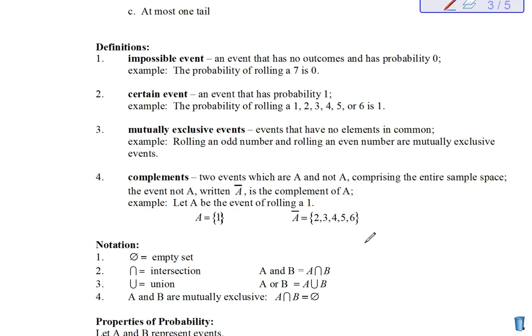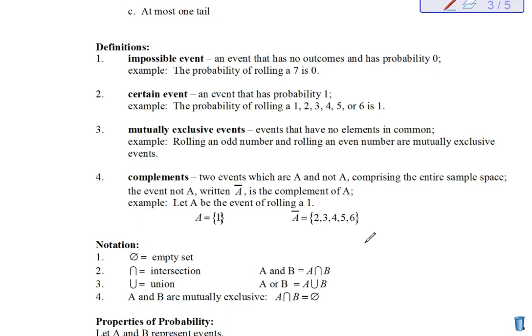Complements, I hope you remember from 1350 when we did the sets unit. 2 events which are A and not A, comprising the entire sample space. The event not A is written as A complement. For example, let A be the event of rolling a 1. So the probability of rolling a 1, that would be A. A is equal to 1. Not 1 would be 2, 3, 4, 5, and 6.